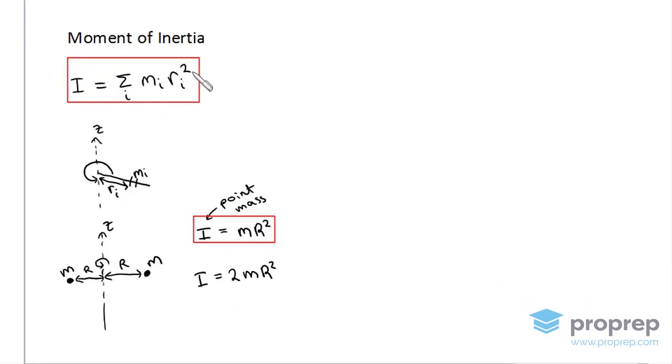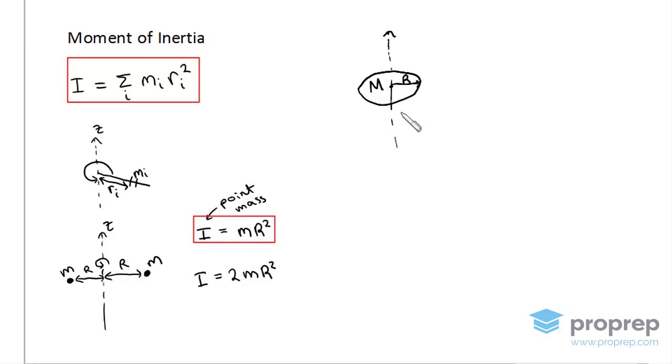Also don't forget to copy out this equation over here. This is very important. Now let's take another example. Here we have the axes of rotation, and about the axes of rotation we have a disk. The disk is of radius r and of total mass m.